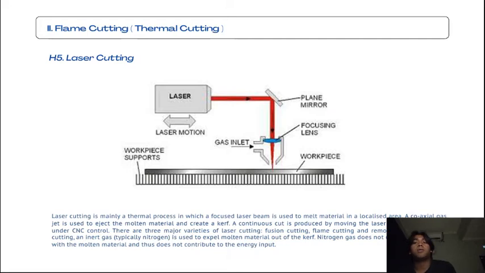There are three major varieties of laser cutting: fusion cutting, flame cutting, and remote cutting. In fusion cutting, an inert gas, typically nitrogen, is used to expel molten material out of the kerf. Nitrogen gas does not exothermically react with the molten material and thus does not contribute to the energy input.